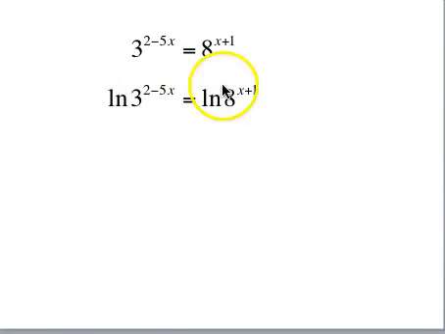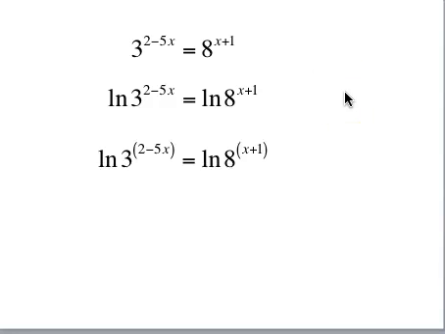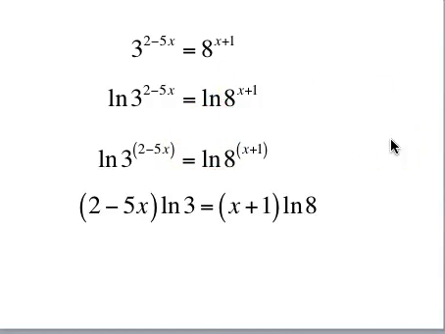I want to pull the exponents down using our property of logarithms, but I want to make sure we recognize that the exponent is in parentheses. So I'm going to rewrite 2 minus 5x as 3 to the parentheses 2 minus 5x, and rewrite x plus 1 as 8 to the parentheses x plus 1. Now when I pull down the exponents using our rule of logarithms, we are then ready to distribute. So let's think about this carefully. 2 times the natural log of 3 minus 5x times the natural log of 3 equals x times the natural log of 8 plus 1 times the natural log of 8.